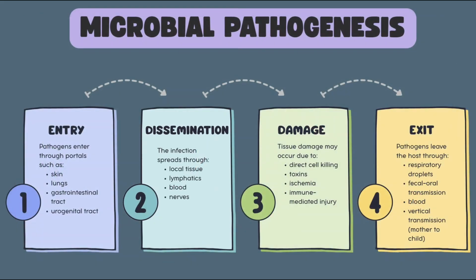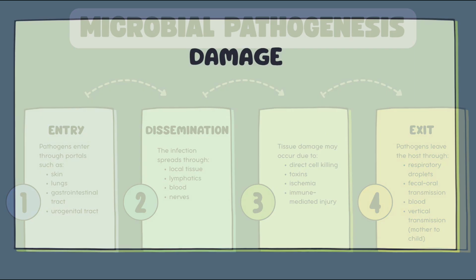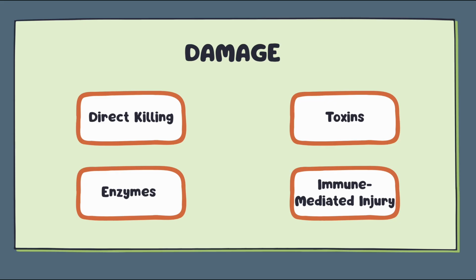Now that the pathogen has entered and spread throughout the body, it's going to start to cause damage. It's going to start to cause tissue injury. So, what are some of the mechanisms or ways that pathogens cause damage? There are four ways: either through direct killing, toxins, enzymes, or immune mediated injury.